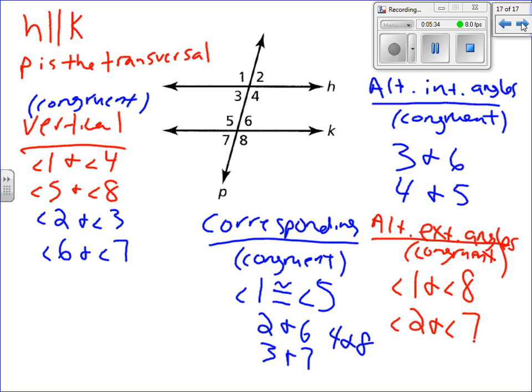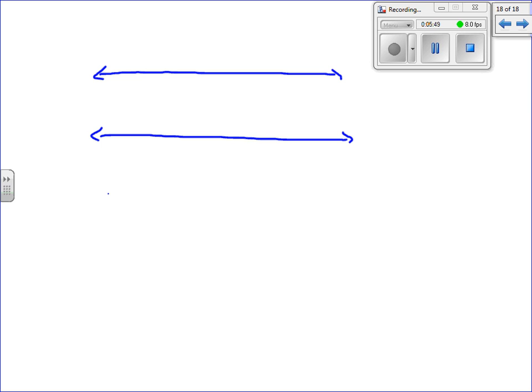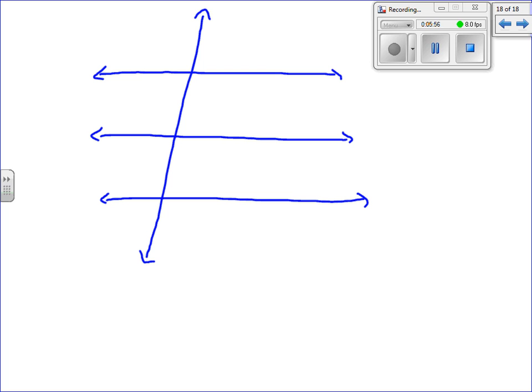Someone asked in class today, what would happen if you have more than two parallel lines? This hasn't come up in class yet, but you can take the same properties and apply them. So I'm going to draw three parallel lines, and I'm going to cut them by a transversal. So now, instead of forming 8 angles, it forms 12 angles, but we're going to follow the same steps.